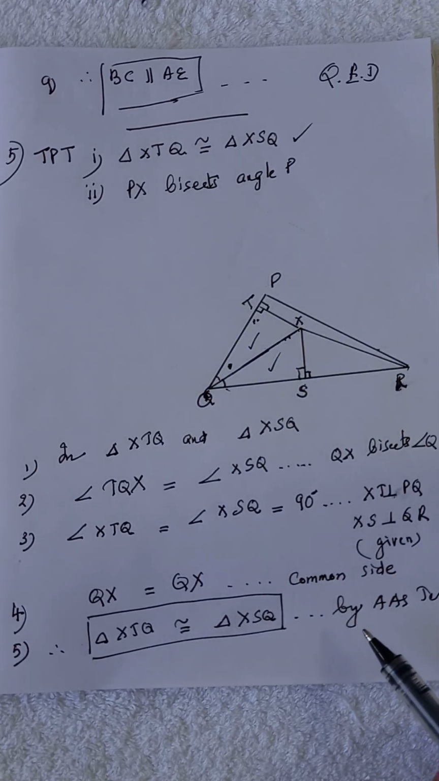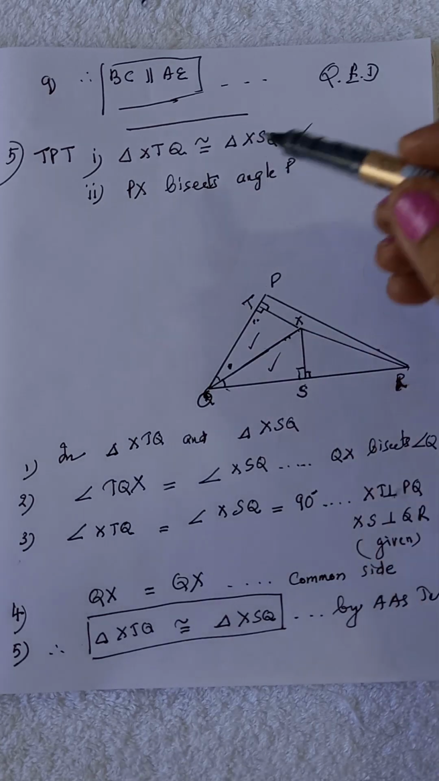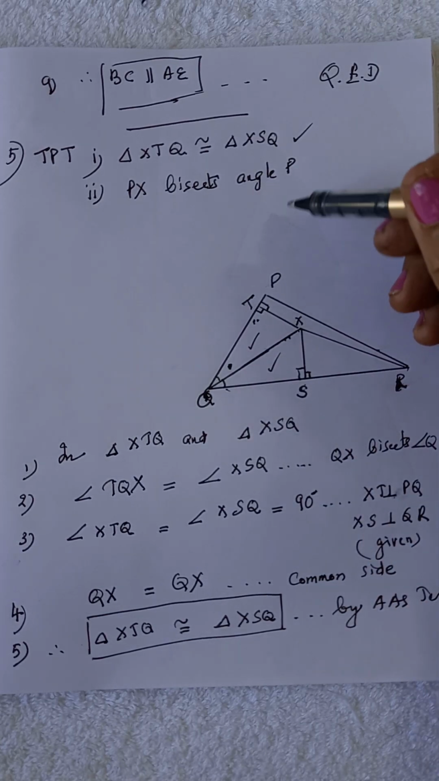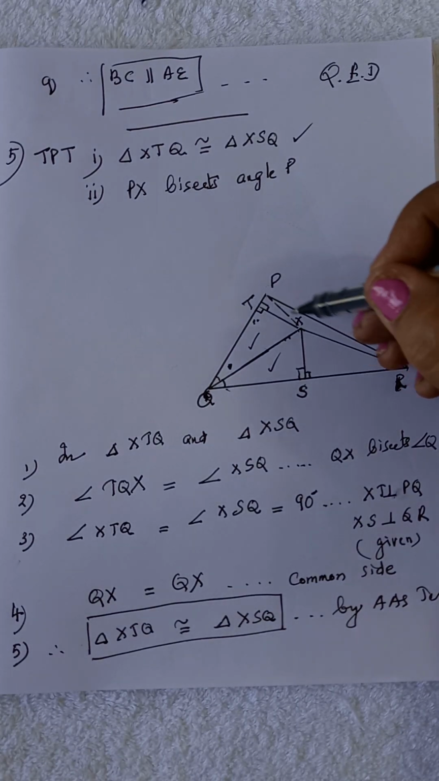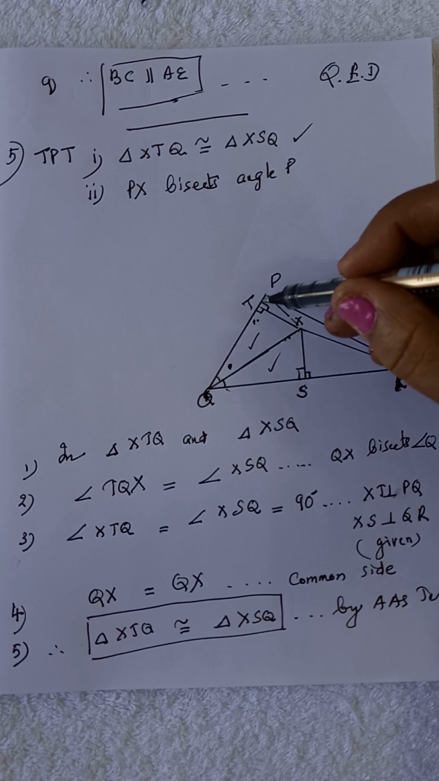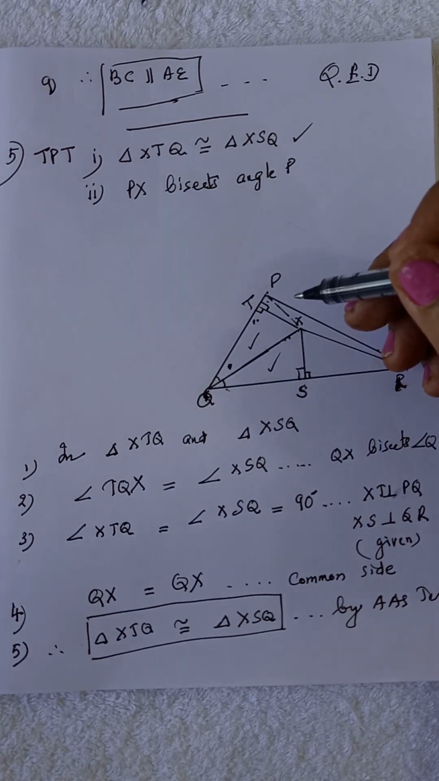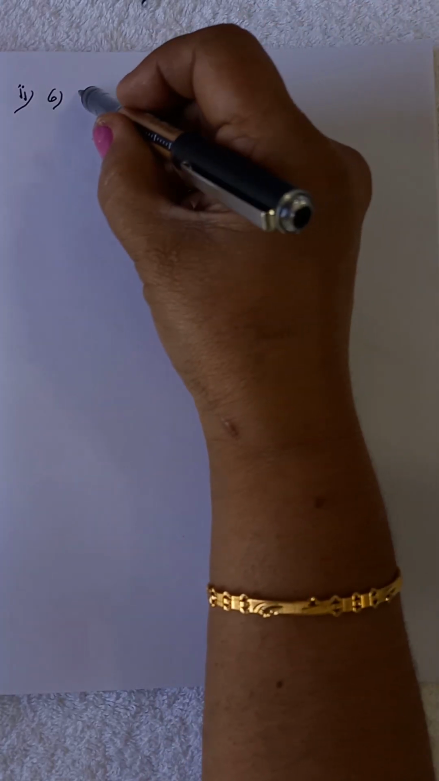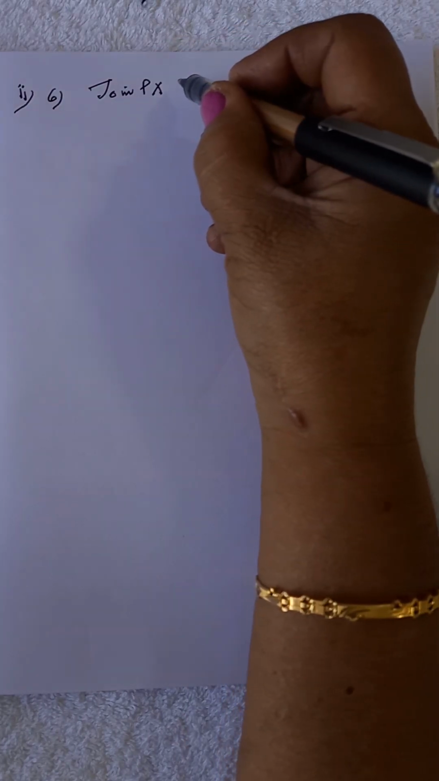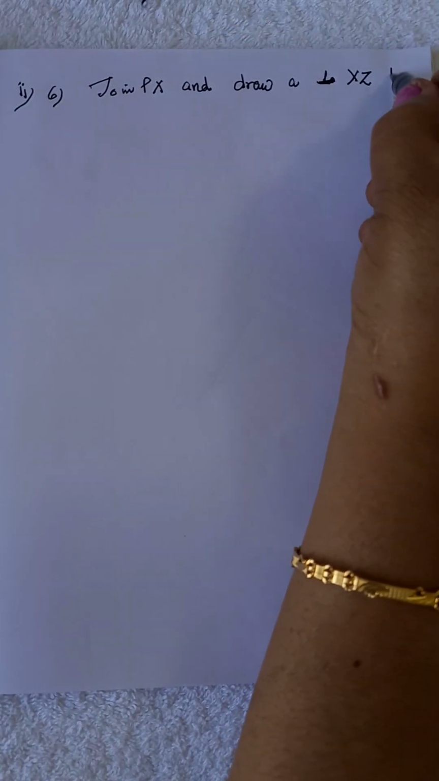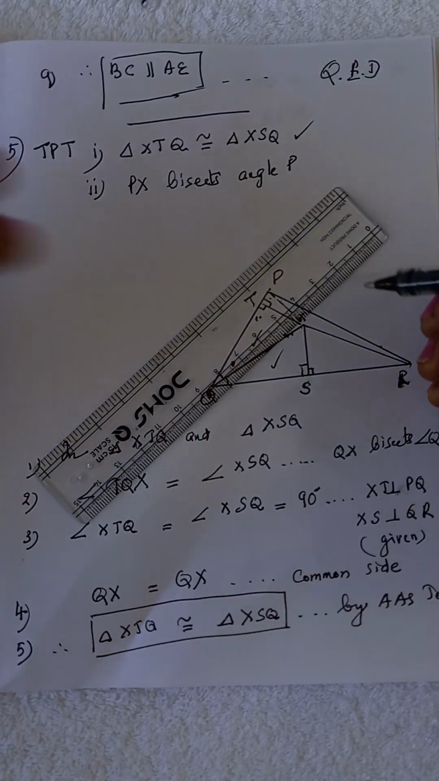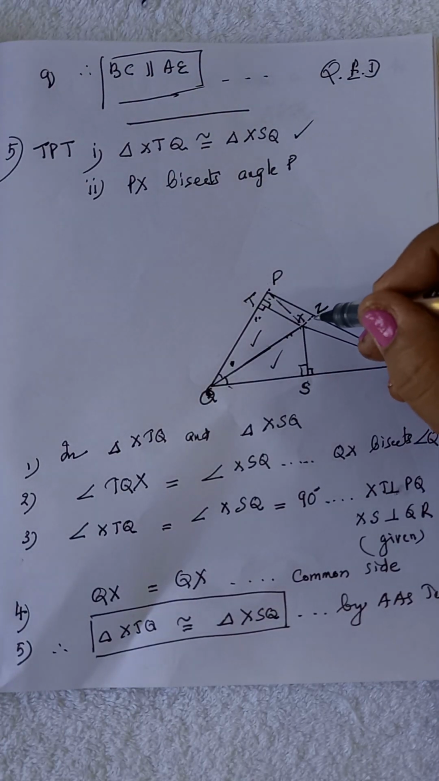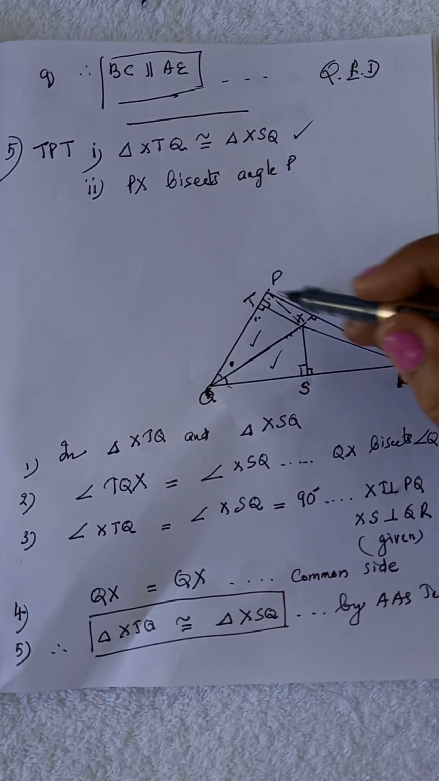Now the second part, that is PX bisects angle P. That is, if you draw a line joining P and X, PX, that bisects angle P. These two angles will be equal. That we have to prove. Next, now we can write a sixth point, join PX and draw a perpendicular XZ to the side PR of triangle PQR. So this is XZ. XZ is perpendicular to the side PR of this triangle PQR.